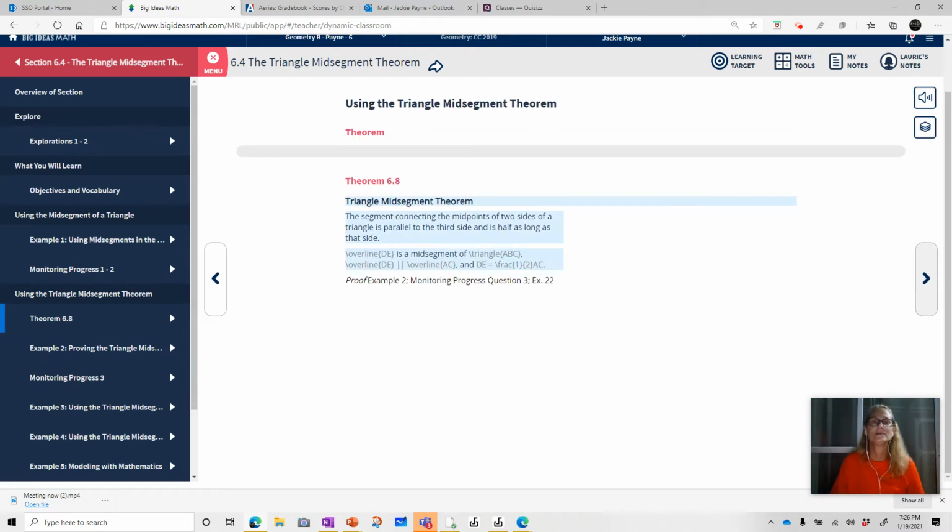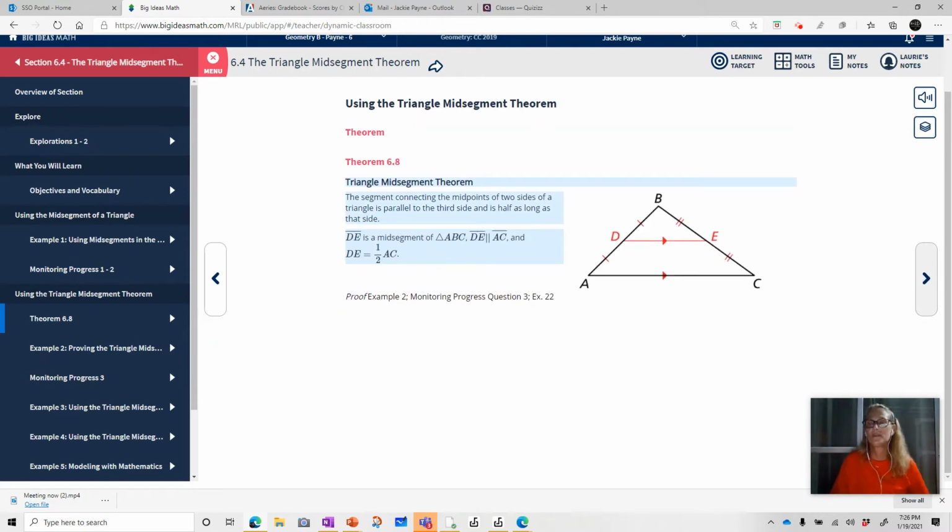Do that in class. Now we do have a theorem that says the segment connecting the midpoints of two sides of a triangle is parallel to the third side, and it's half as long as that side. So if D is the midpoint of BA and E is the midpoint of BC and DE is connected, then not only is it parallel to AC, but it's also half the length.